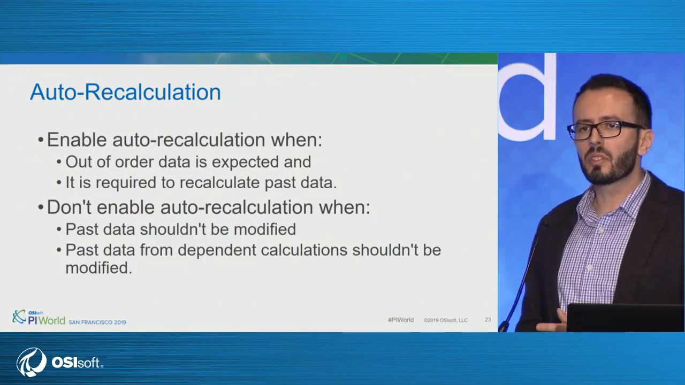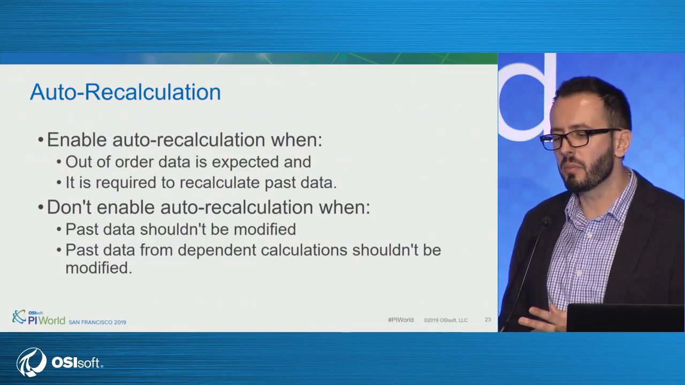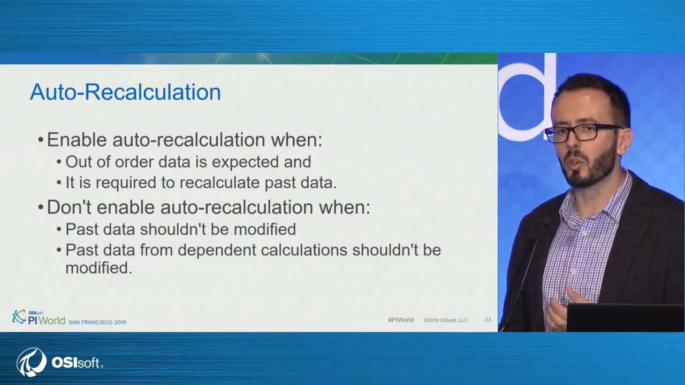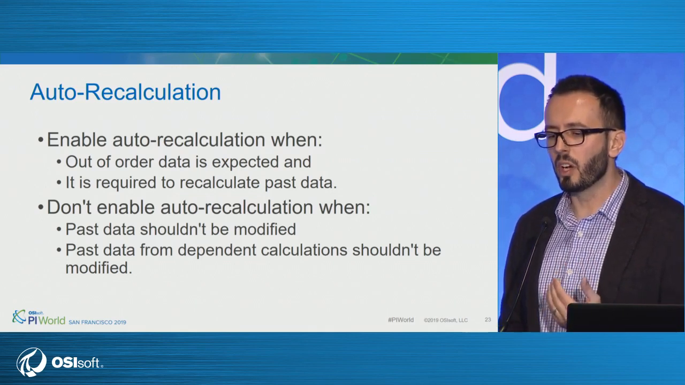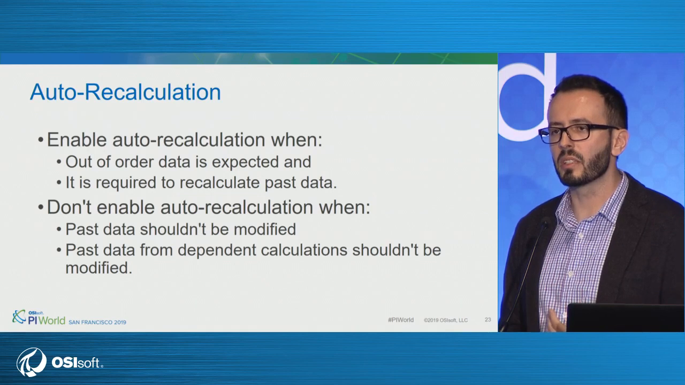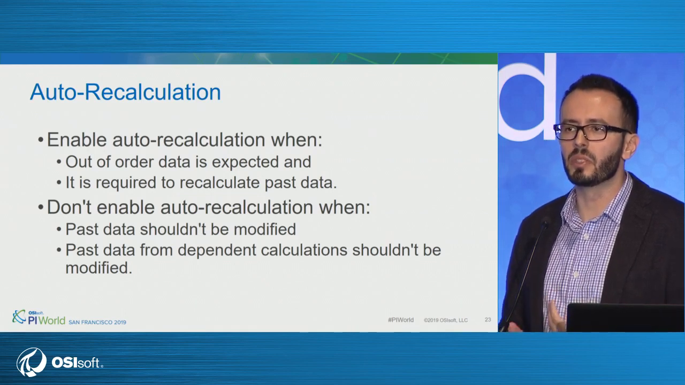Auto recalculation is a similar mechanism, except if you're getting out of order events, then auto recalculation kicks in automatically and recalculates the data for you in the past.